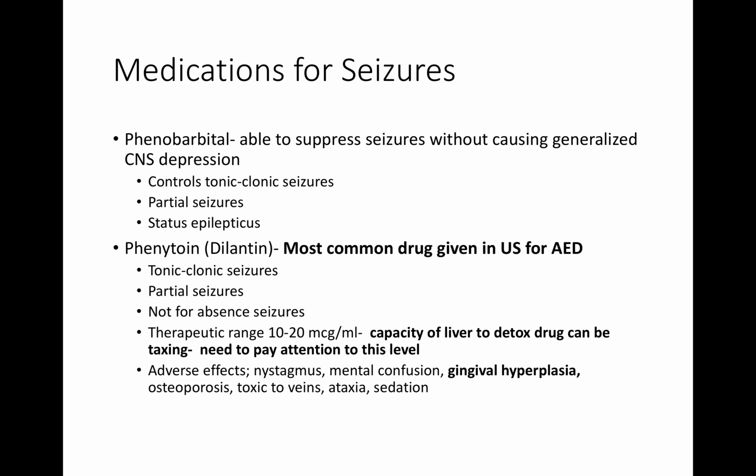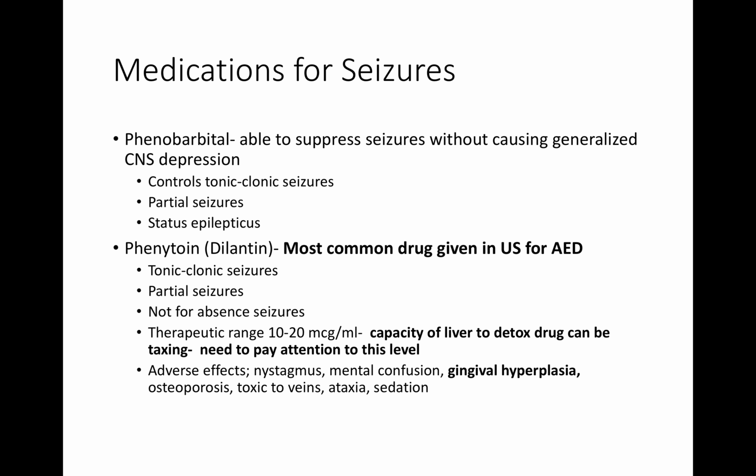And then we'll move on to Dilantin, which is the most common drug given in the United States for anti-epileptic drugs. That's what AED is here. Very historic importance of Dilantin. It's the first drug that they came up with to suppress seizures without depressing any part of the central nervous system. So they use it for almost everything. Tonic-clonic seizures, partial seizures, not for absent seizures, though. I will talk about that in just a second.